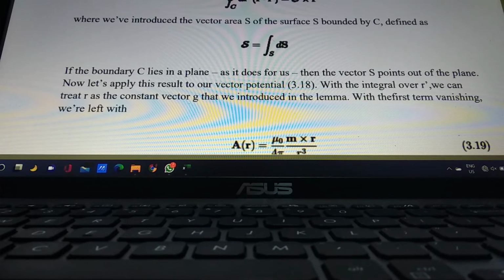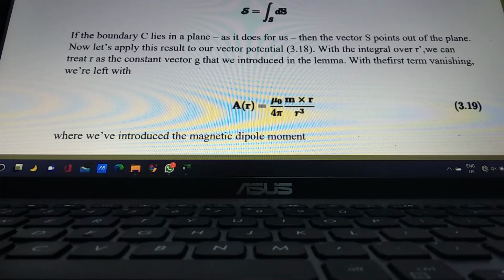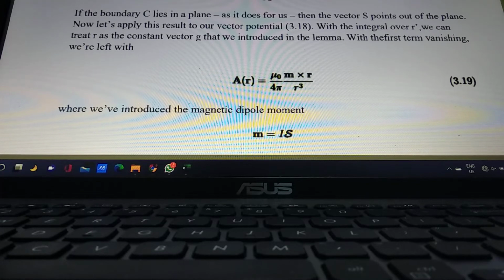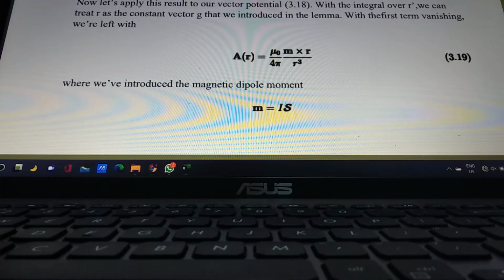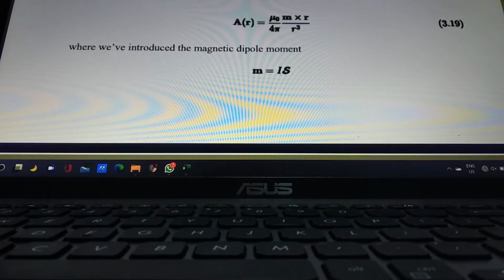Once we strip away g, we have the integral over C of dr' times r·r' equal to S times r, where we have introduced the vector area S of the surface bounded by C, defined as S equal to the integral over S of dS. If the boundary C lies in a plane, as it does for us, then the vector S points out of the plane. Now let's apply this result to our vector potential.